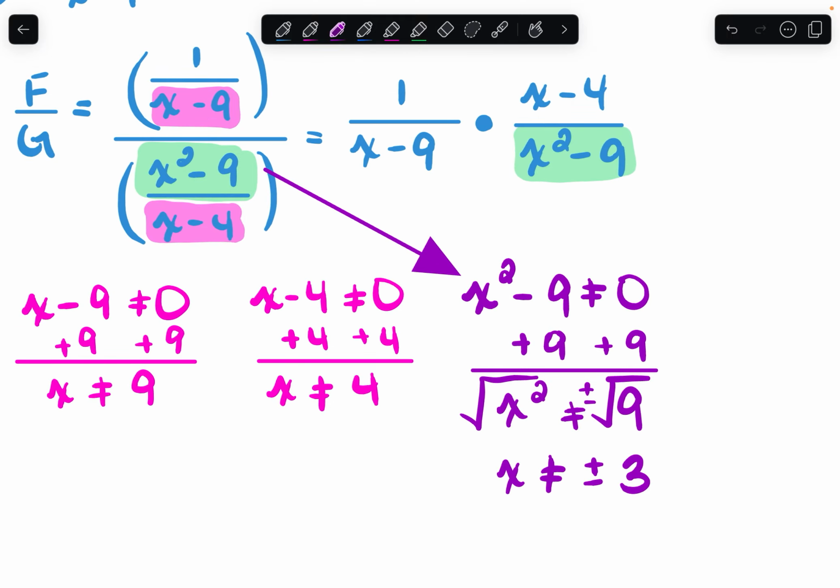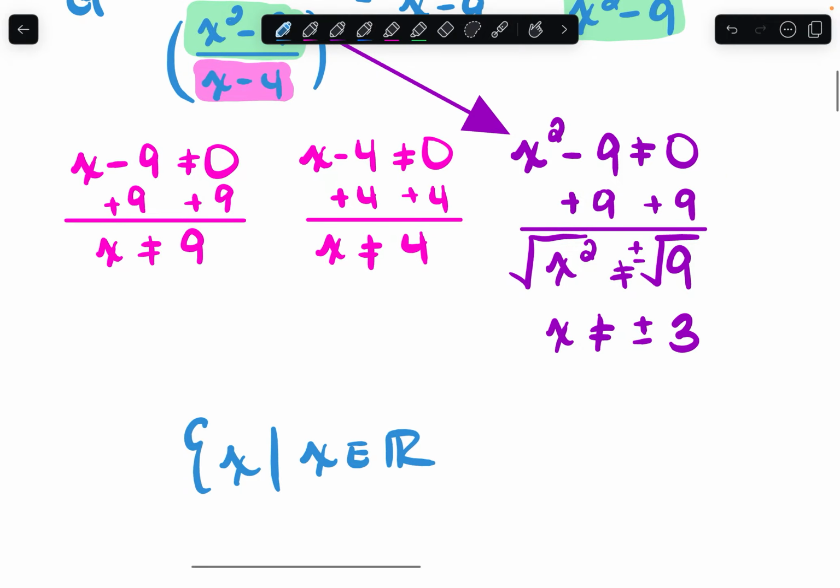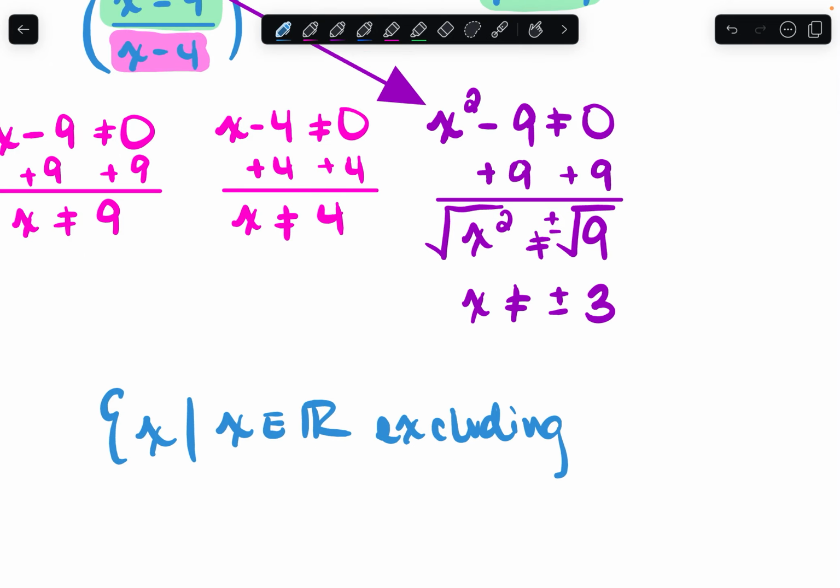All right, so as far as writing our domain correctly, it already says x such that x is a real number. So we've got our x such that, and rather than writing the words x is a real number, I'm just going to put x is a real number. That's just a little bit less handwriting. And then it says excluding. So we would just list these numbers with it. You can do plus or minus 3 if you want, I'll just list them all separately. So we've got negative 3, 3, 4, and 9.